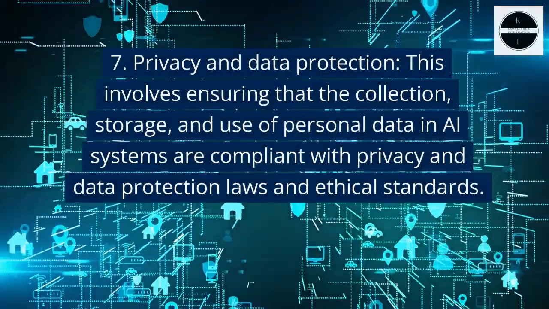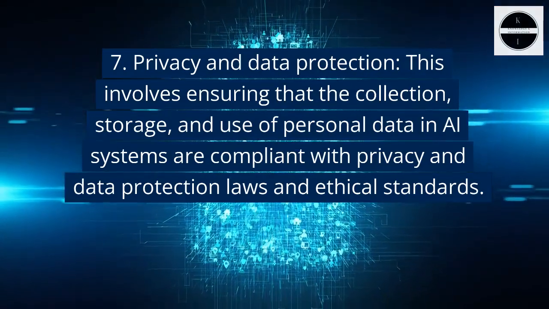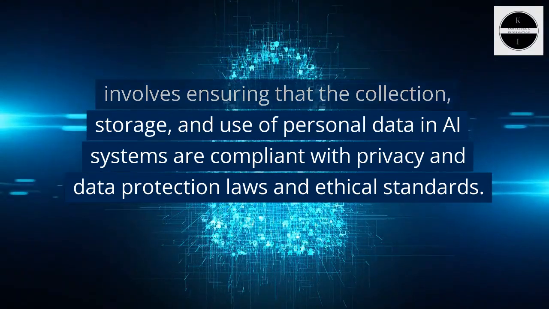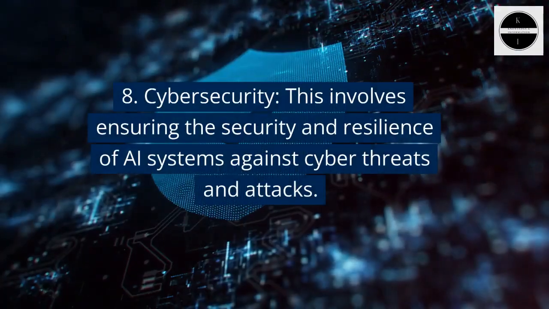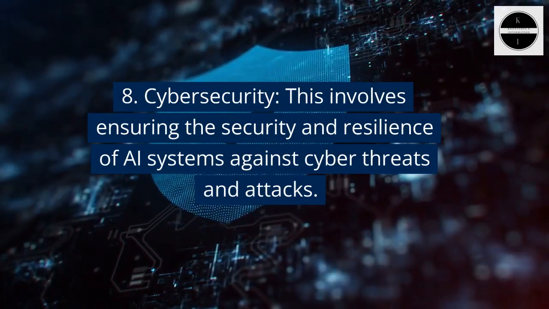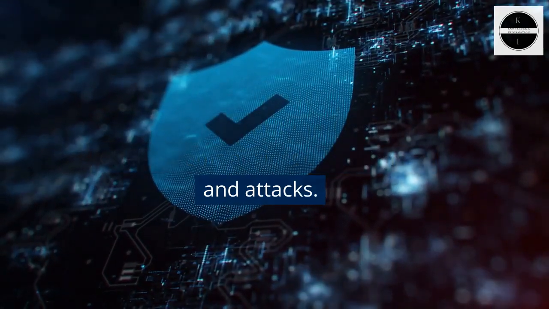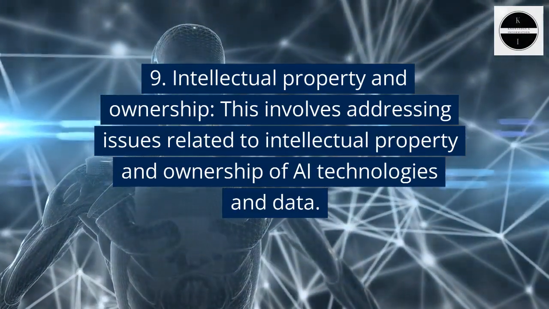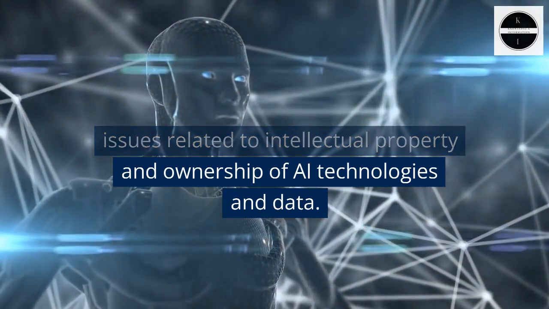7. Privacy and data protection. This involves ensuring that the collection, storage, and use of personal data in AI systems are compliant with privacy and data protection laws and ethical standards. 8. Cybersecurity. This involves ensuring the security and resilience of AI systems against cyber threats and attacks. 9. Intellectual property and ownership. This involves addressing issues related to intellectual property and ownership of AI technologies and data.